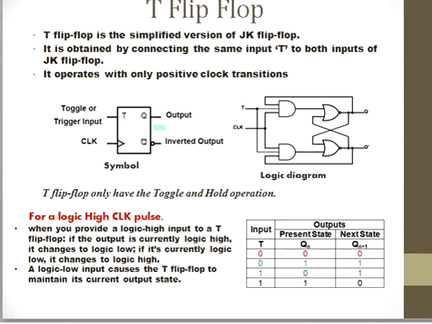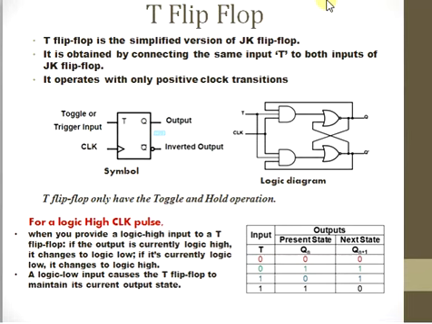Now let us talk about the T flip-flop, where the T stands for toggle. This is a much simpler version of a JK flip-flop, where both the J and K inputs are connected together, and thus it is also called a single input JK flip-flop along with a clock input. So instead of giving independent J and K values, these two are directly connected.